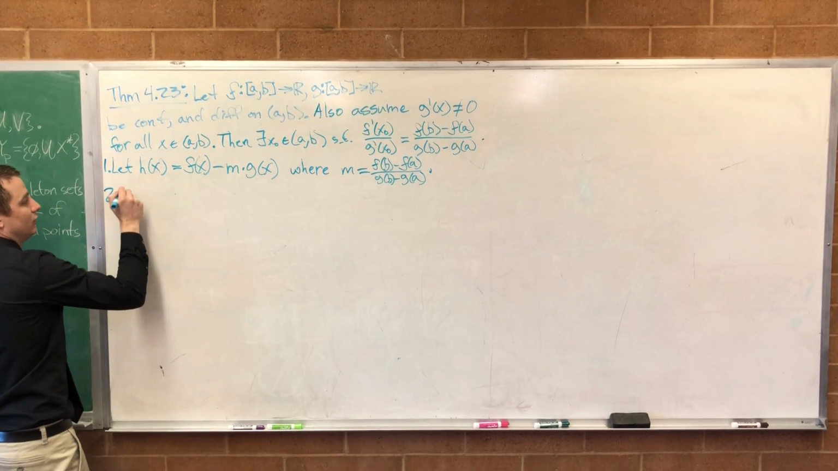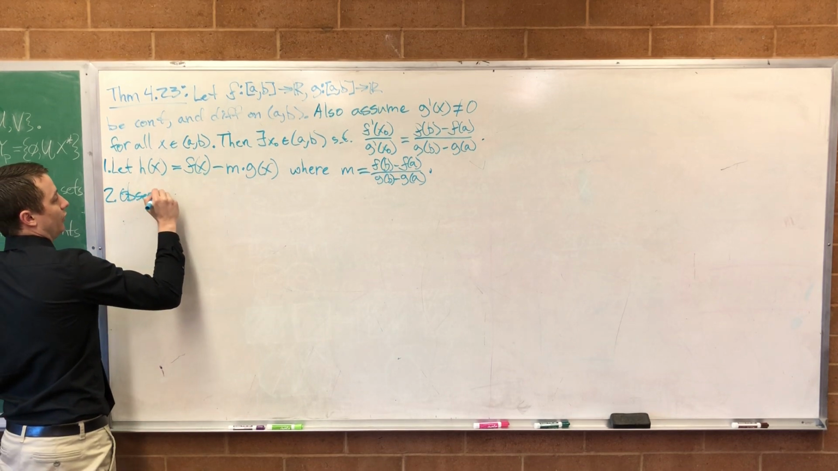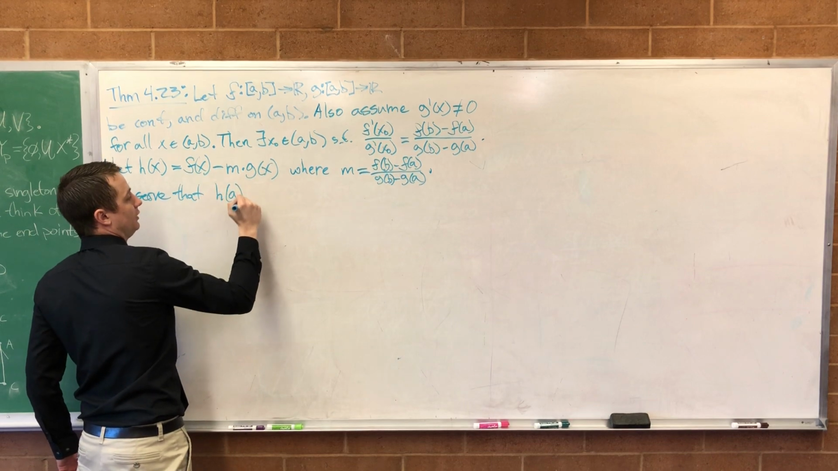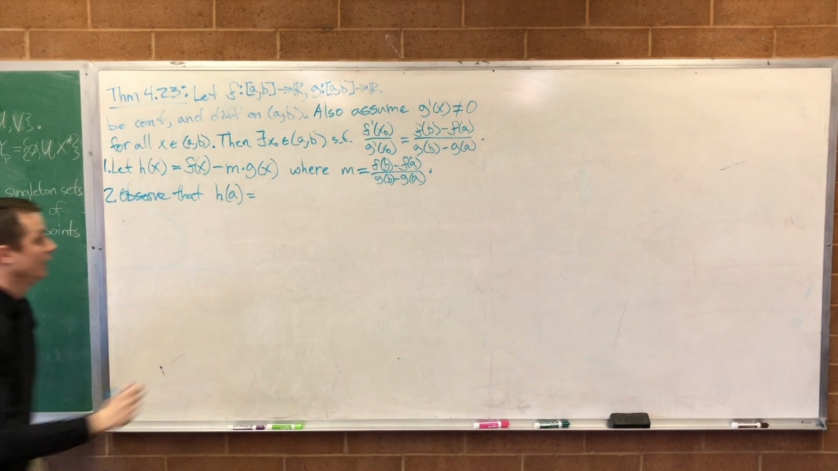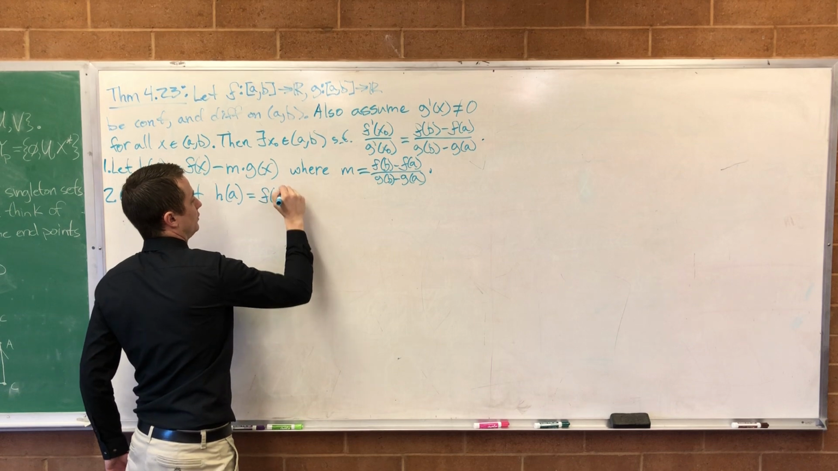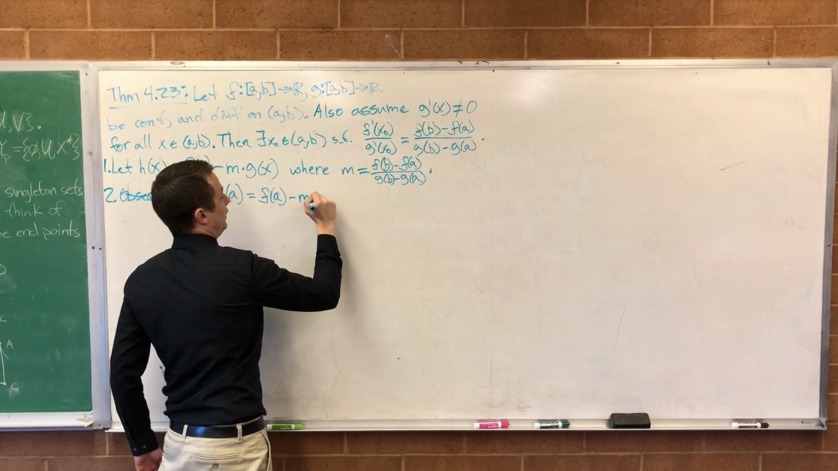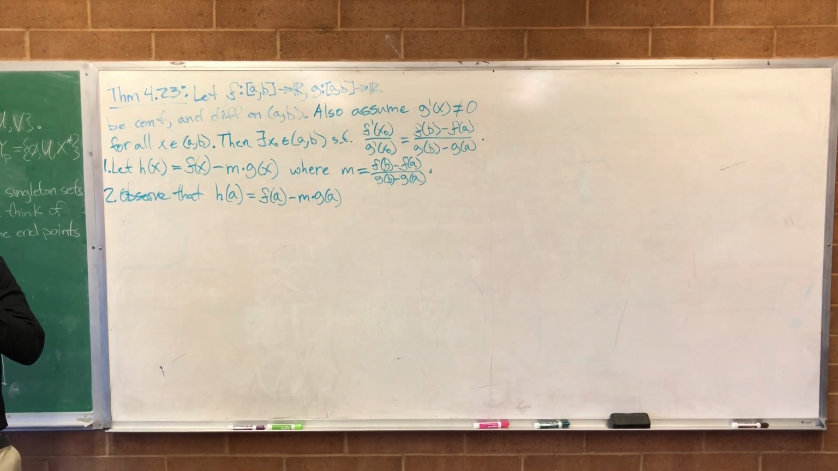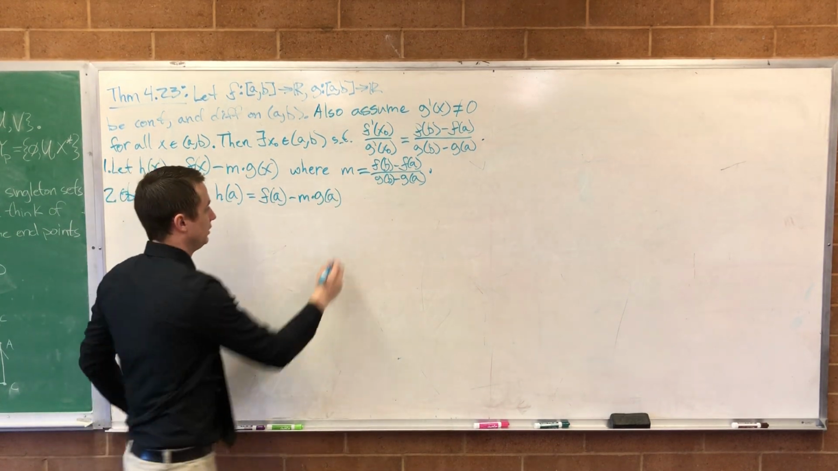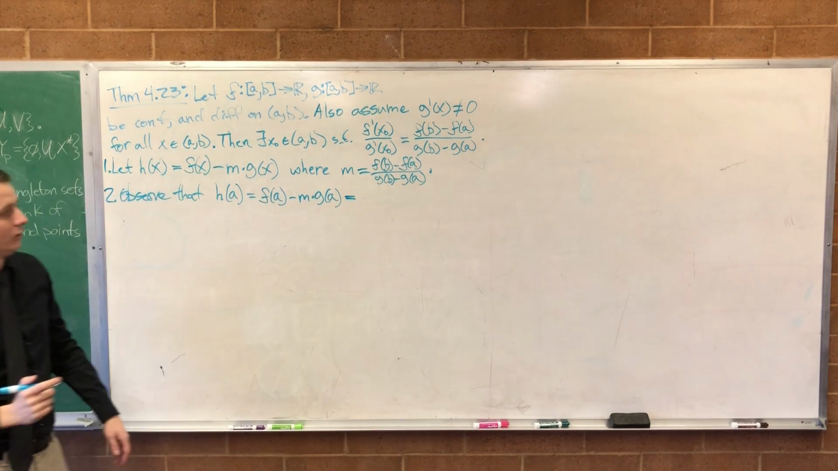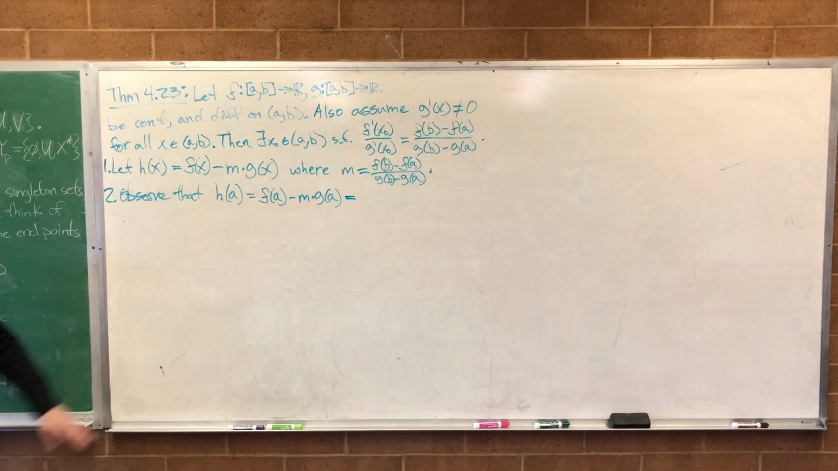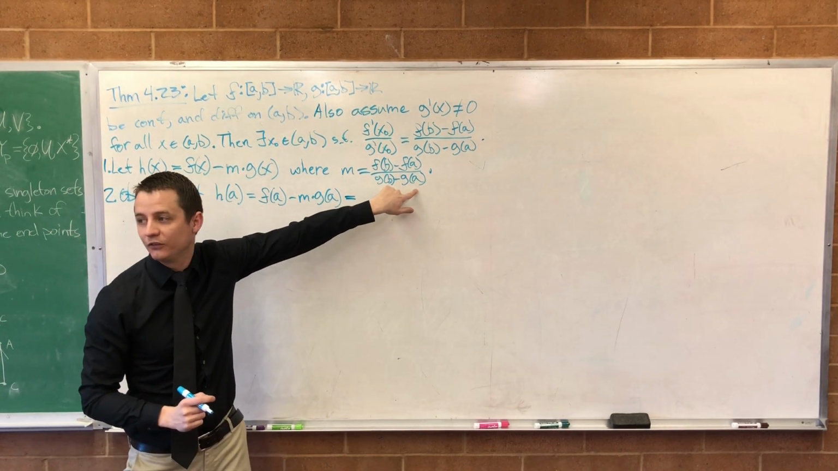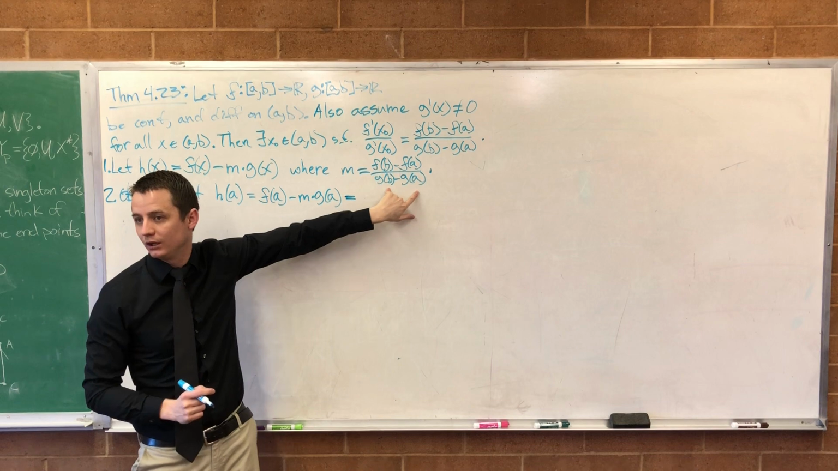Okay, 2. Observe that, all right, let's see, what is h of a equal to? H of a is equal to f of a minus m times g of a, right? With me so far? Now I'm going to plug in what we know m to be, and I'm going to get a common denominator at the exact same time. So m's this thing, so I'm going to multiply f of a by this term, and write the whole thing over g of b minus g of a.